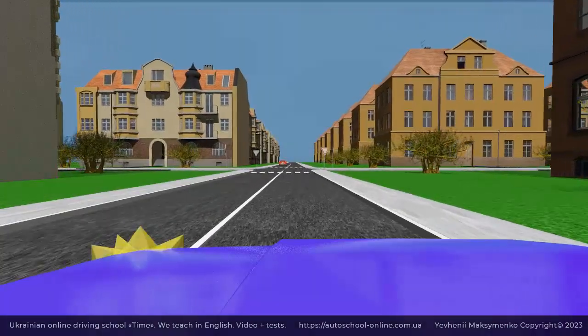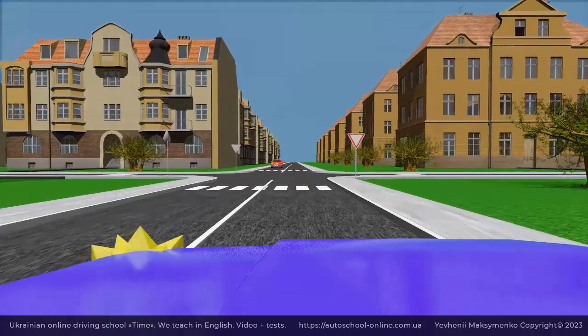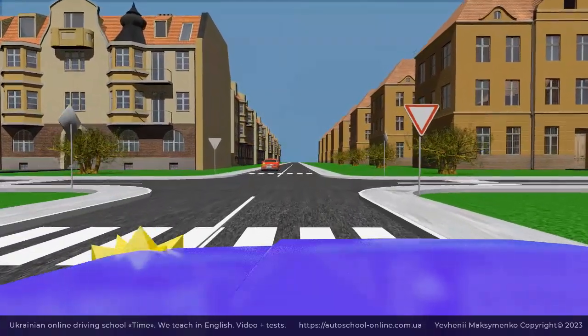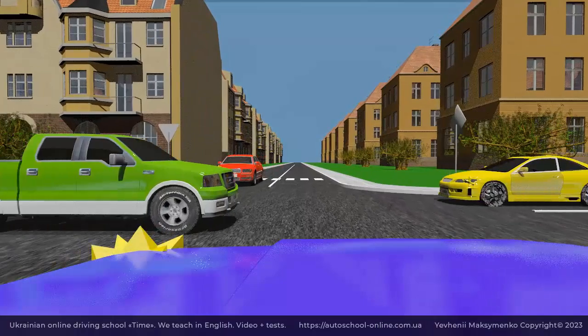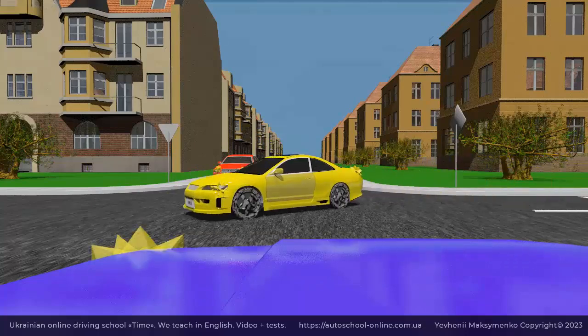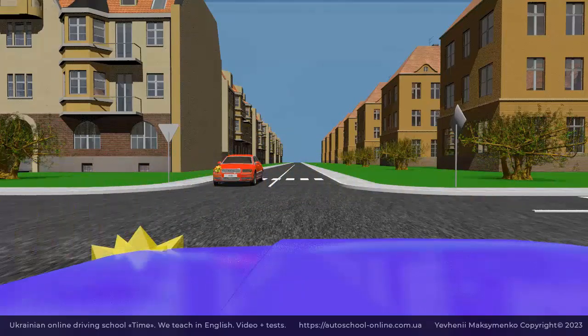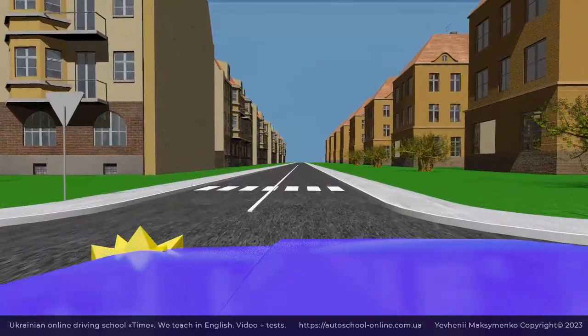Once again, we approach the same intersection driving the blue car this time. We're going to make a U-turn. We give way to all vehicles on the main road. And considering that the red car turning right is an obstacle for us on the right, we pass it as well. And drive last.